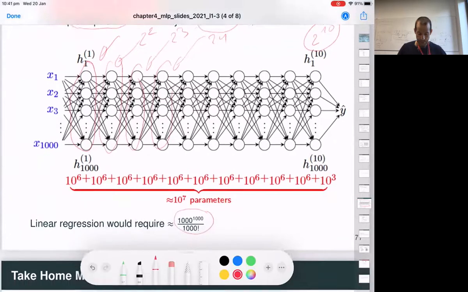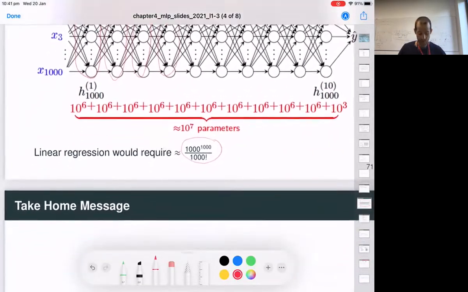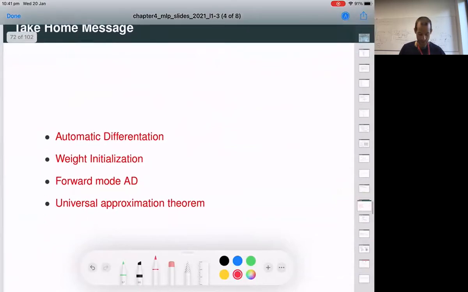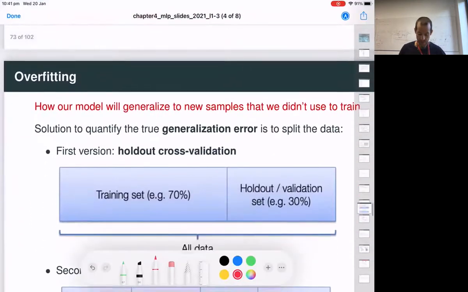Pretty good. 10:40, we finish the second lecture. Take-home message of the second lecture: you should be comfortable with these 4 points. Okay, now we have some points to see today.